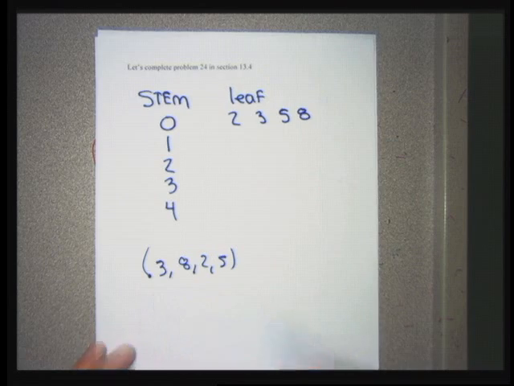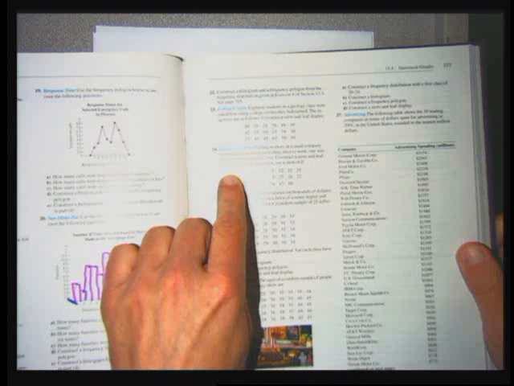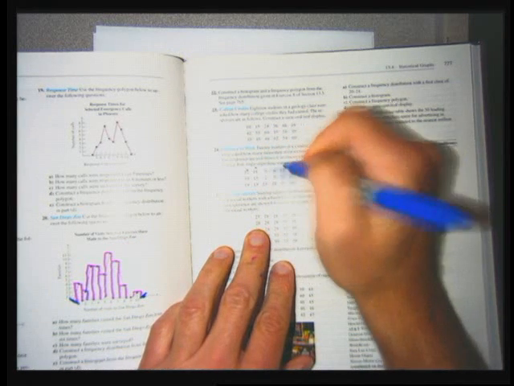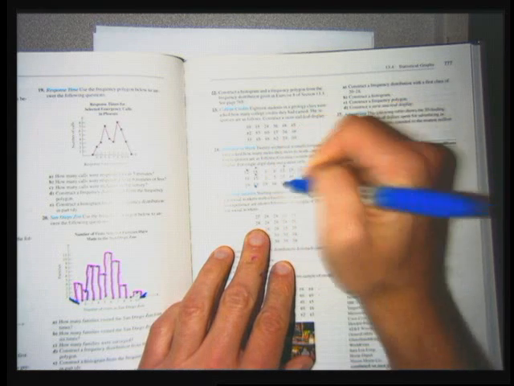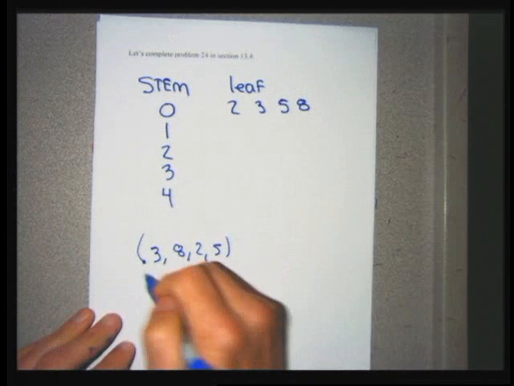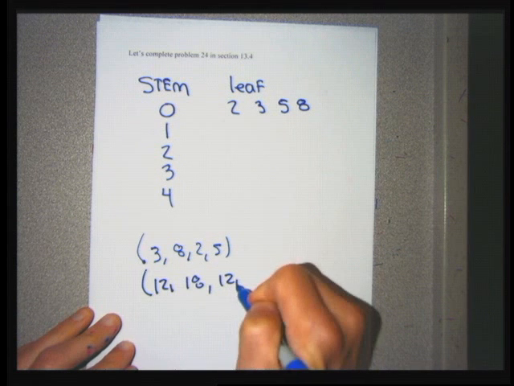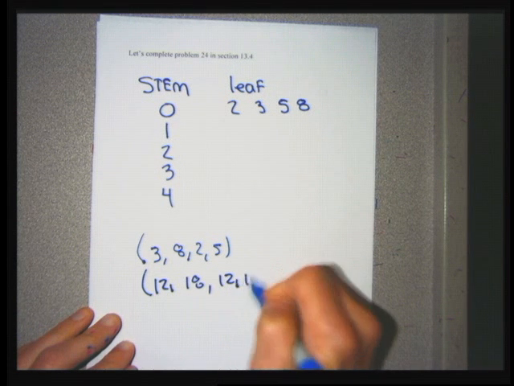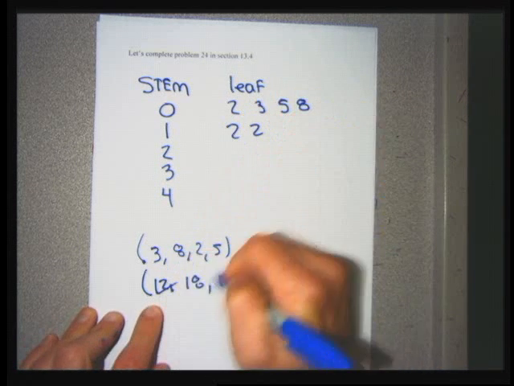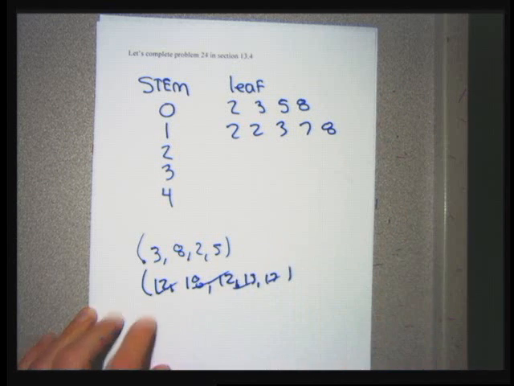Next thing, I'm going to go through my data and find all the people that went between 10 and 19 miles. Hopefully I get them all. I see 12, 18, 12, 15, 13, 17. Let me just write those down in case you can't see them. My leaves next to the 1, I'm going to have 2 2s for the 2 12s, a 3 for the 13, and a 7 and an 8 for the 17 and 18.